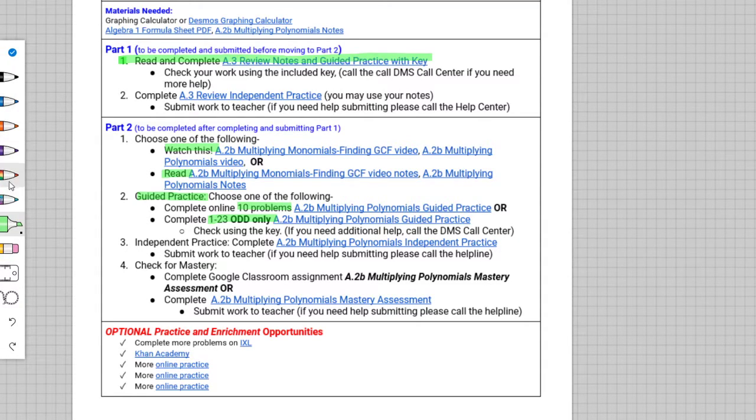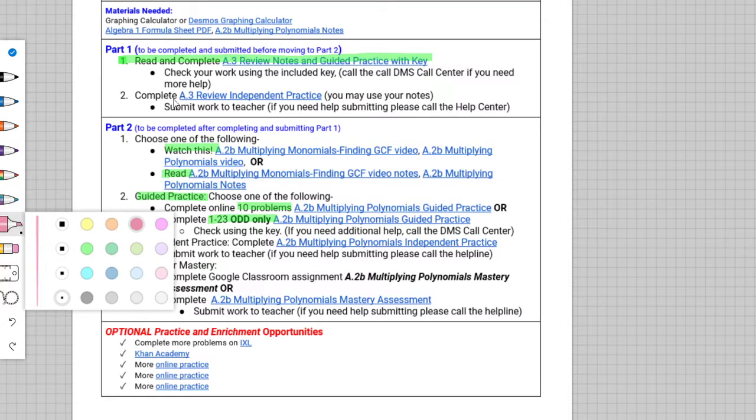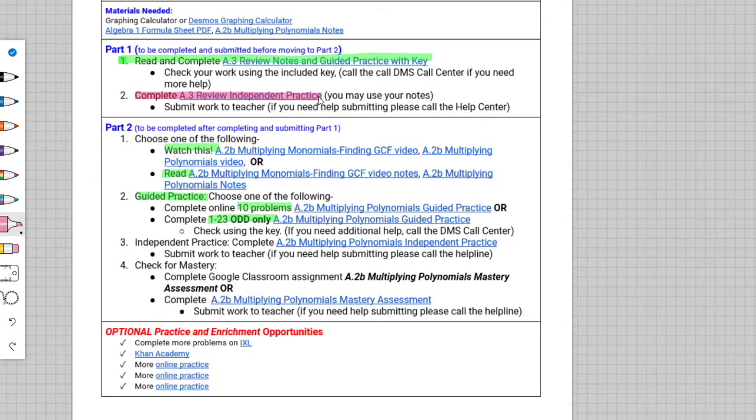And then for the things that you need to turn in, I'm going to do in red. So the 8.3 independent practice is, I believe, the Google form. I'm going to check real quick. So in the assignment, it's going to be the quizzes link. I'm sorry, the quizzes link is going to be the one for this practice right here, the 8.3 review. And then you're going to turn in the independent practice, that's the 8.2 multiplying polynomial, and that is going to be just on the paper.